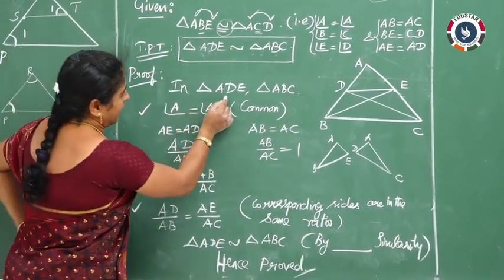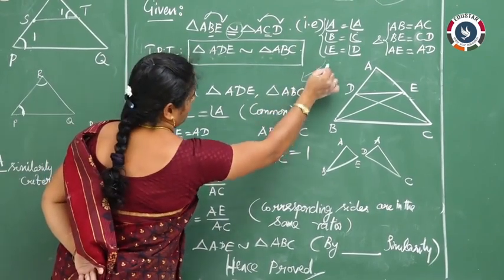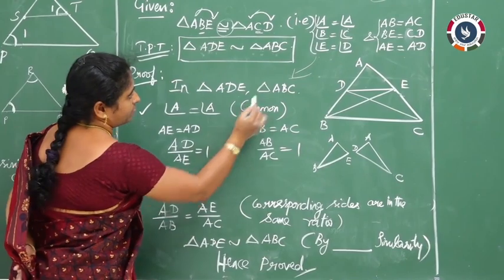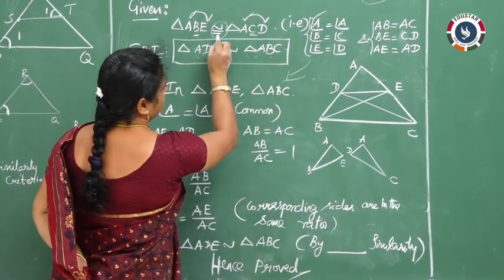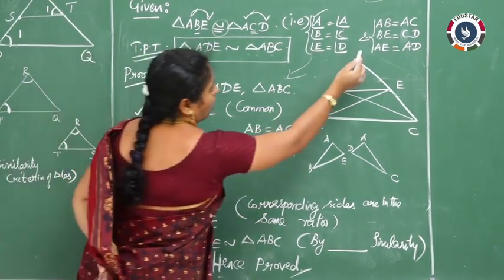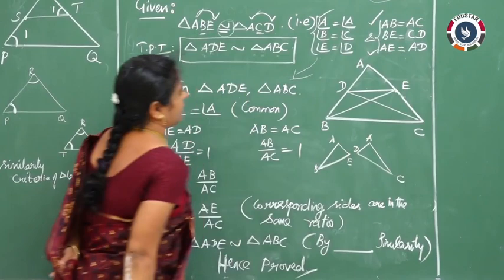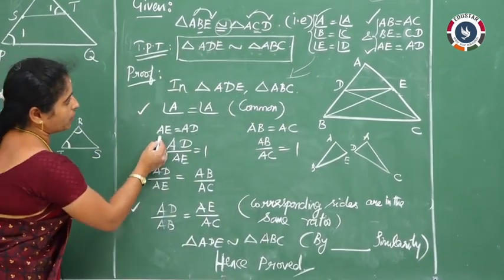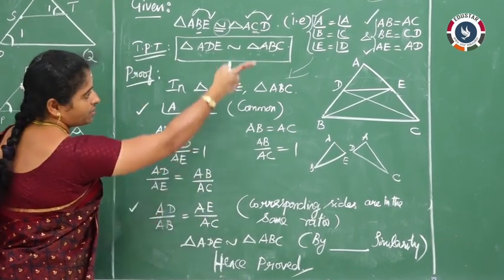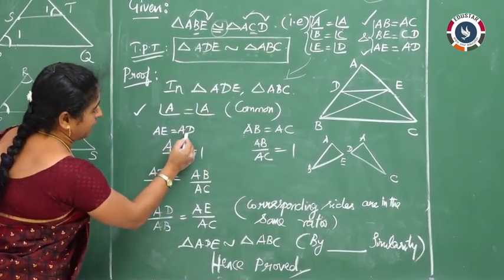So in triangle ADE and in triangle ABC, from the given or from the proved part, angle A is equal to angle A. It is given as there is congruency. So we have to take it as common. Next, out of 3, we are going to use AB equal to AC as well as AE equal to AD. From where have I taken? From the congruency of triangles.